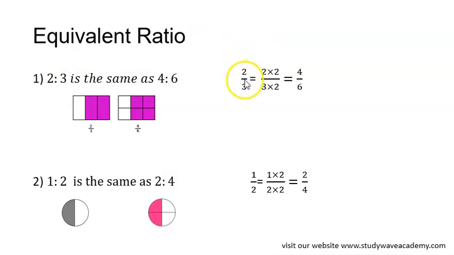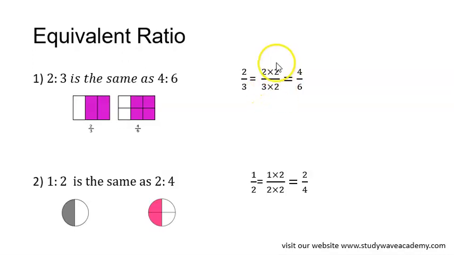We have 2 over 3, which is 2 ratio 3. We are going to be multiplying both sides, the numerator and the denominator, by the same number. Let's say we use 2 to multiply both the numerator and the denominator. So 2 times 2 over 3 times 2.